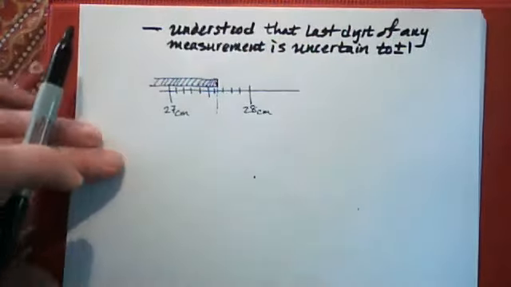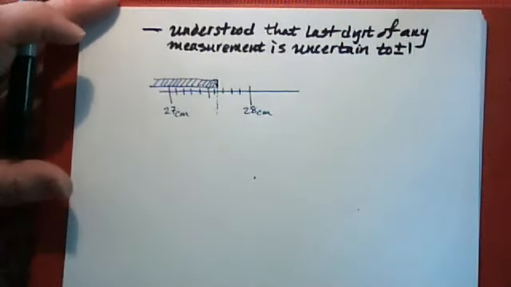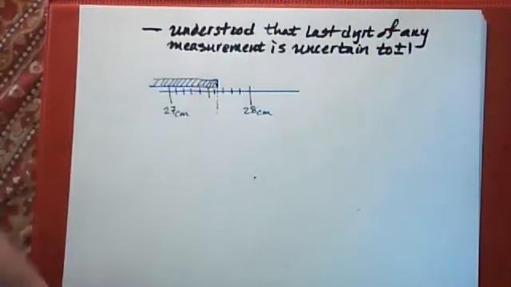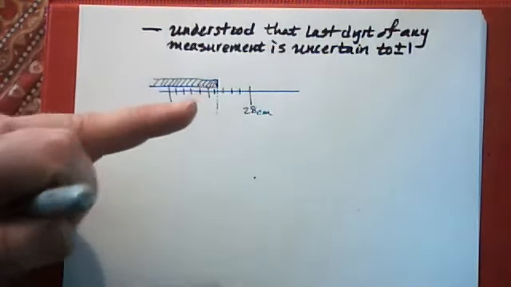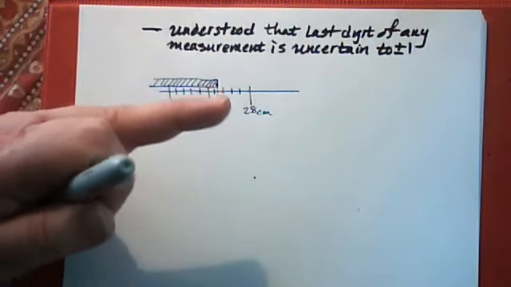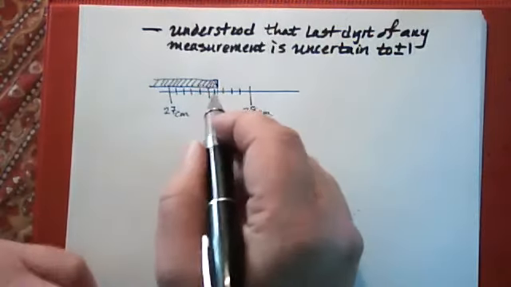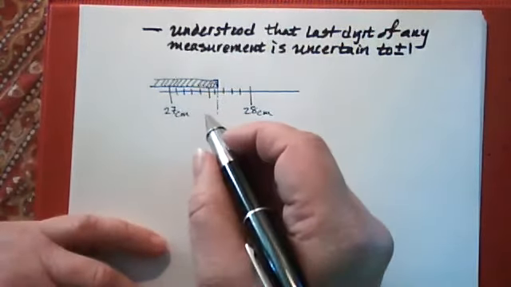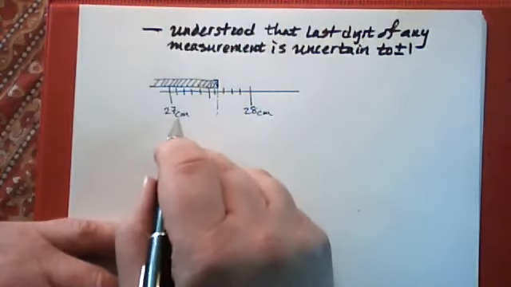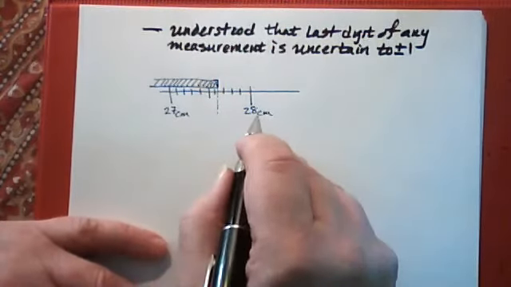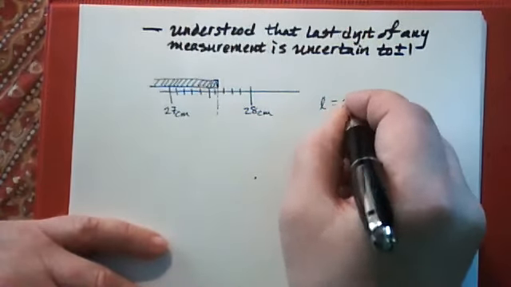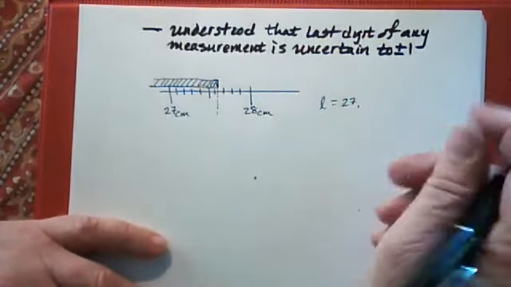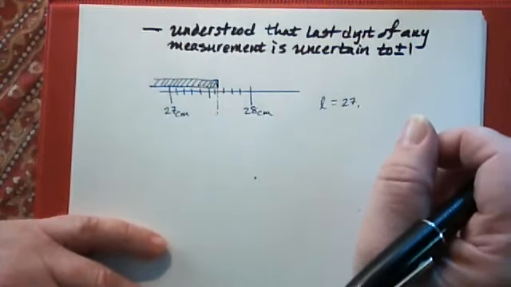Obviously, it is not exactly on one of those lines. And that means that for greatest accuracy, we're going to want to estimate how far that rod comes between the line just below it and the line just above it. First of all, we can write out what we know about the measurement. We know that it's greater than 27, but less than 28. So we know it's going to be 27 point something.